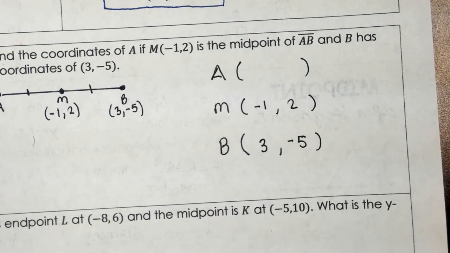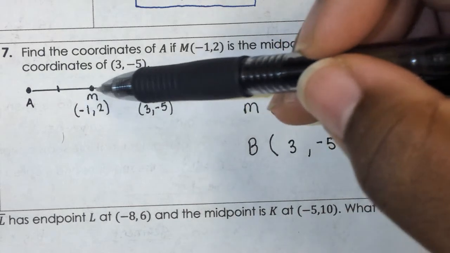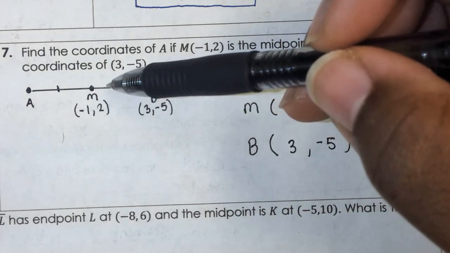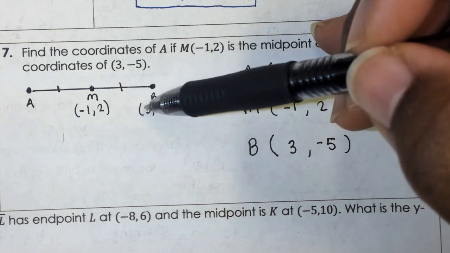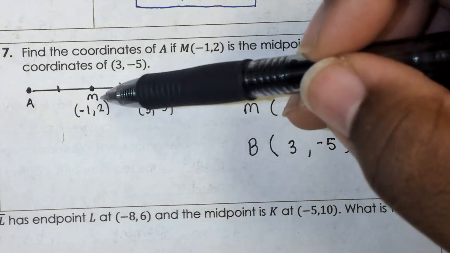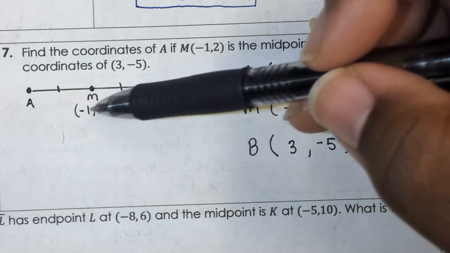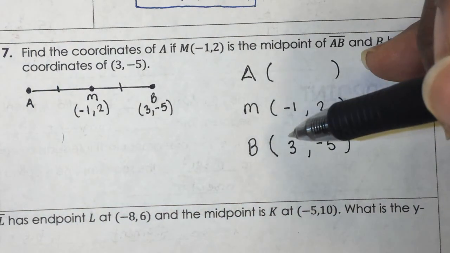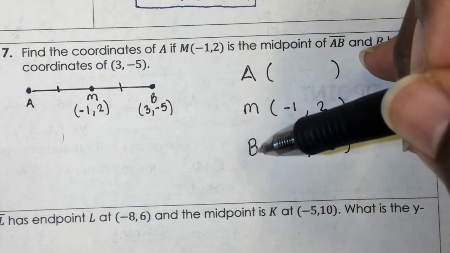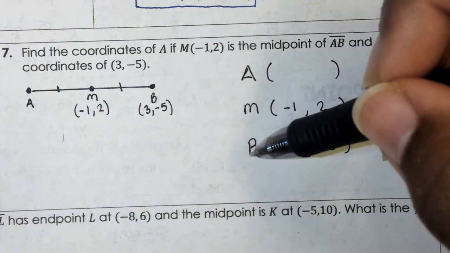To help us find A, we're going to use B and M. I know from B to M is a halfway point. So if I find out how much my X and Y values change from B going to M, I can use that same change and apply it to M to get me to A. So let me show you for example. If we're walking backwards because we're walking our way towards A, we're going from B to M.